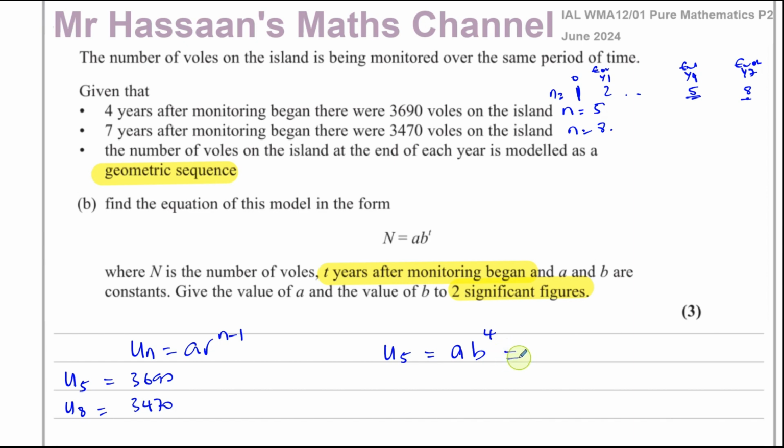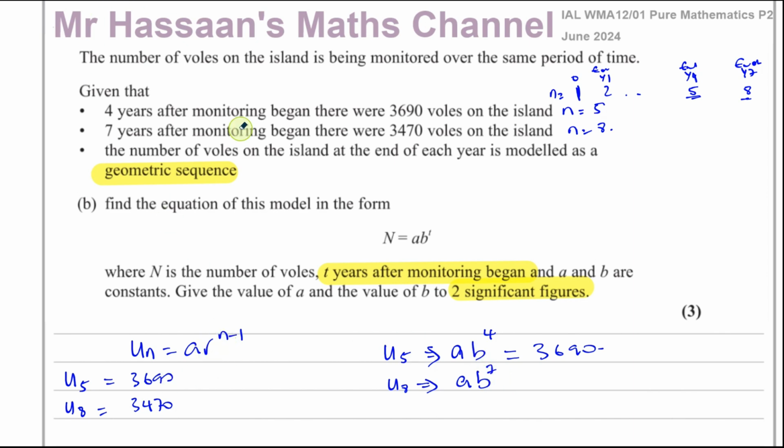And that we know that's equal to 3,690. Okay, so that's U5. And U8 will lead us to the equation a times r to the power of 7. Okay, 8, because it's going to be ar to the power of n minus 1.